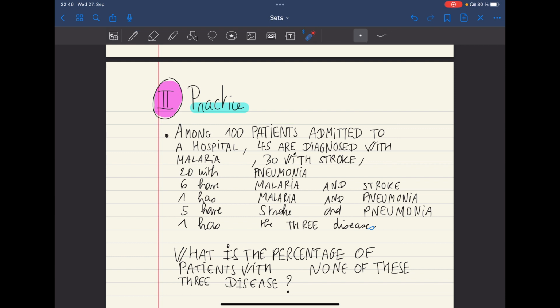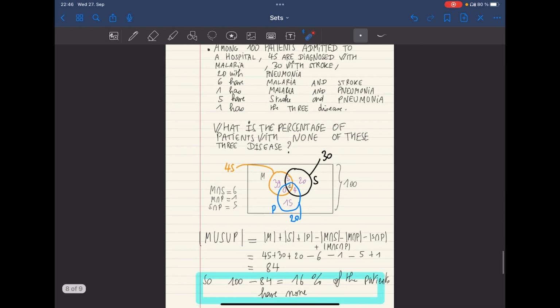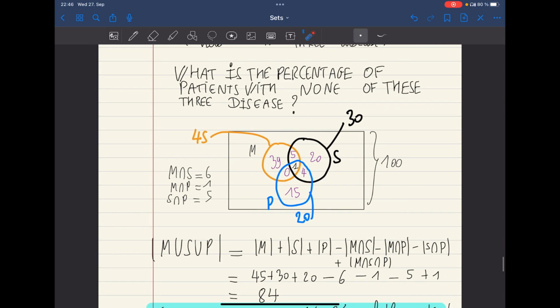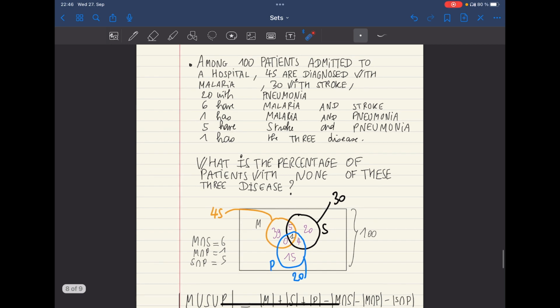I hope you did it. And now let's go for the answers. Here I made a scheme. I wrote in black all that we had as information, and what I put in purple is what I added after that. So we start with the information of 45 with malaria, here 45. 6 have malaria and stroke, so I know malaria and stroke is 6, malaria and pneumonia is 1, stroke and pneumonia is 5. Okay. Now I know that 1 has the 3 diseases, so I put a 1 here.